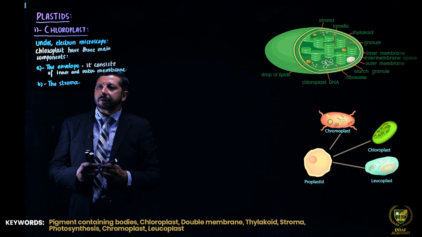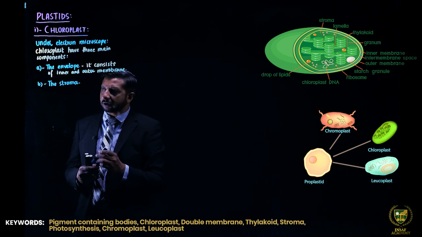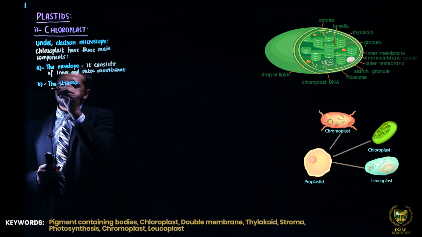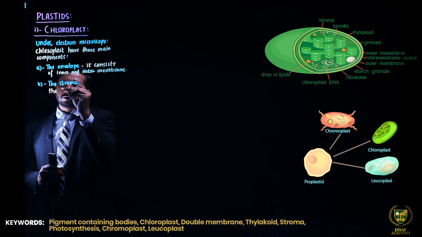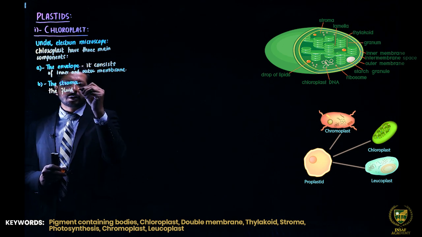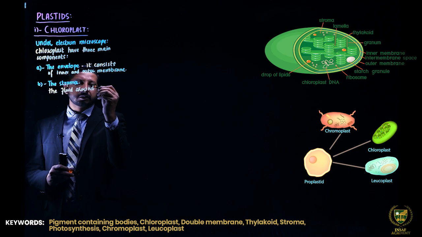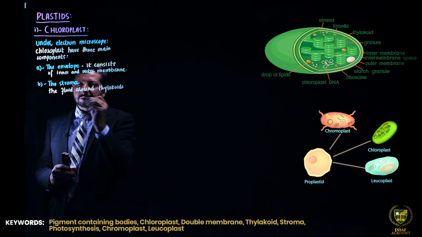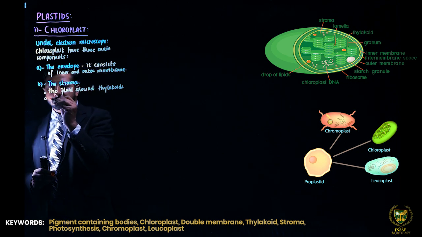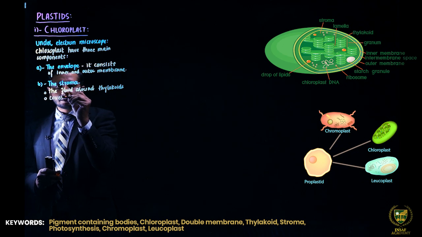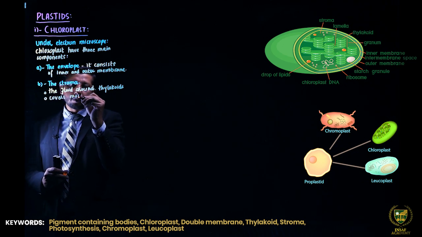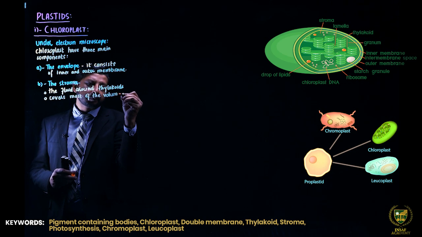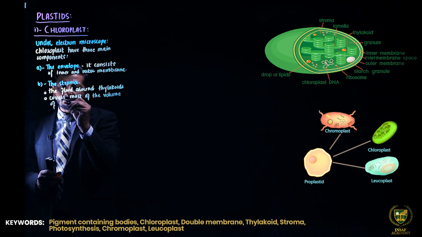So in the previous lecture, we have discussed stroma regarding the functions. The stroma, it is the fluid around thylakoids. Number one. Number two, it covers most of the volume of chloroplast.